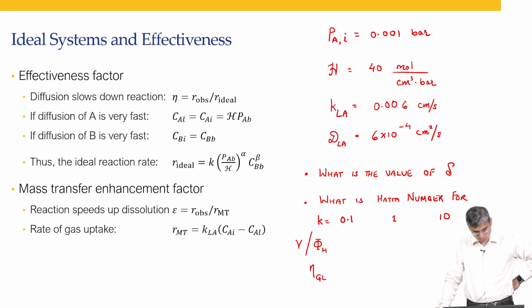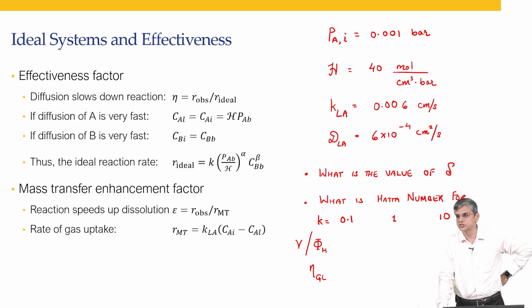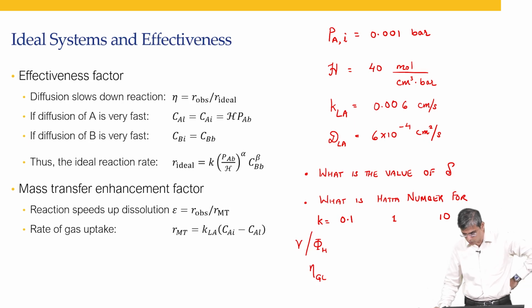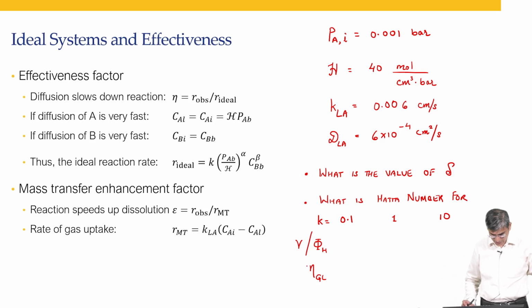Okay, so that is what pseudo first order means. It's not really first order, but for all practical purposes, we can take it first order simply because the amount of A that is present is significantly lesser than the amount of B in the liquid phase where the reaction is taking place. Now, what is the value of delta?